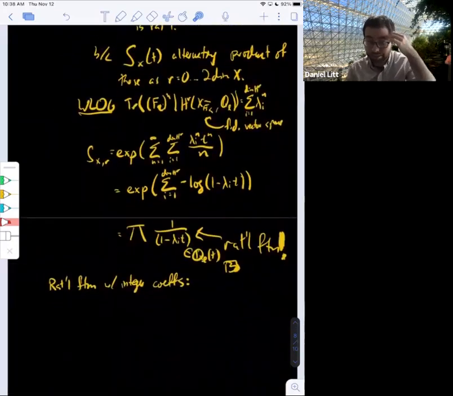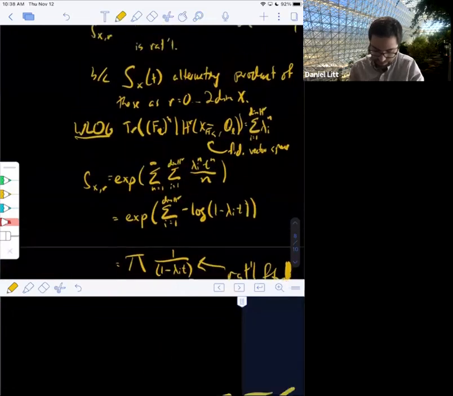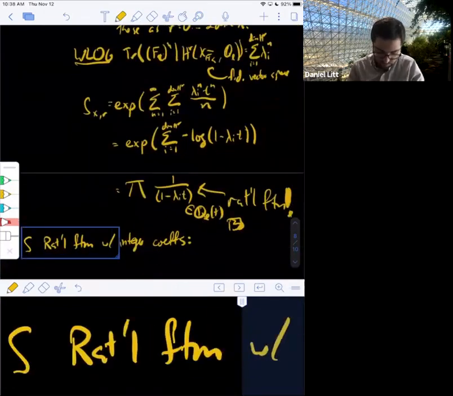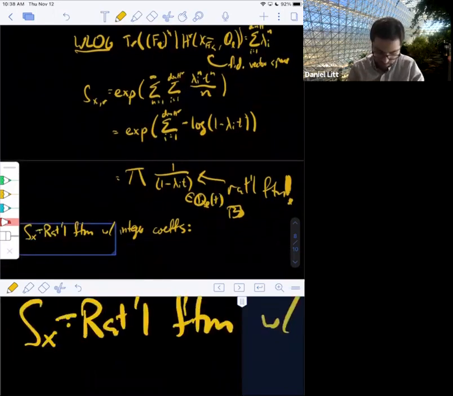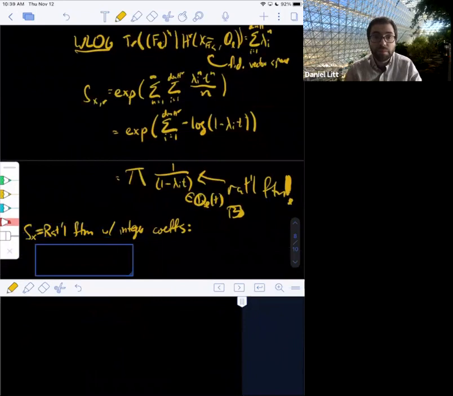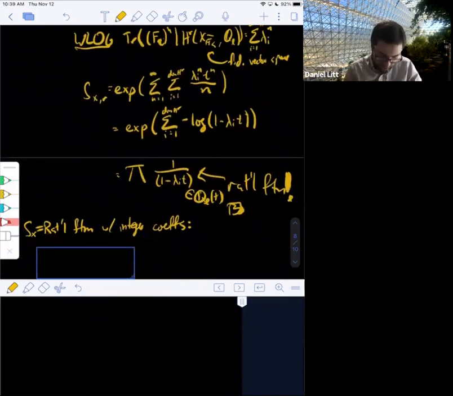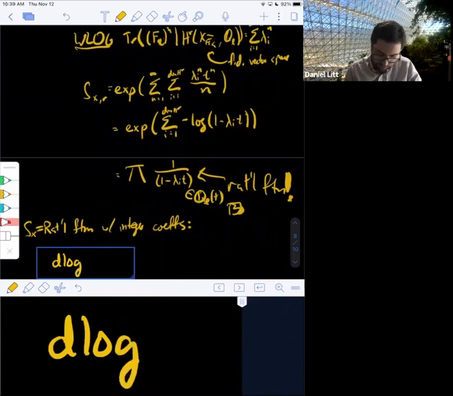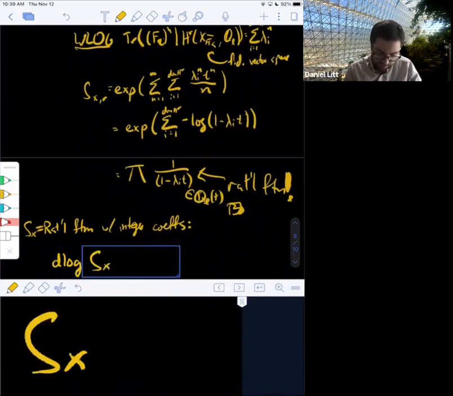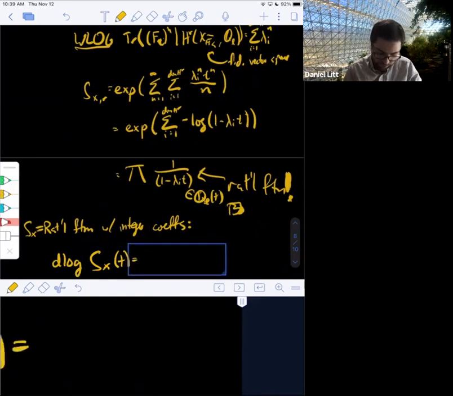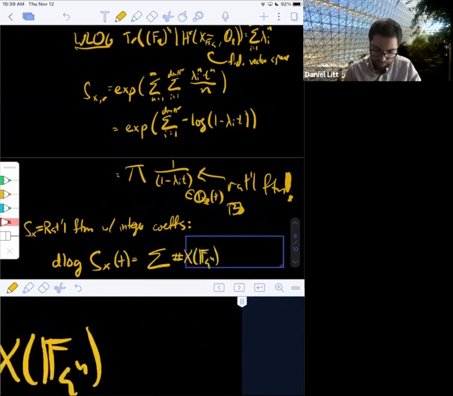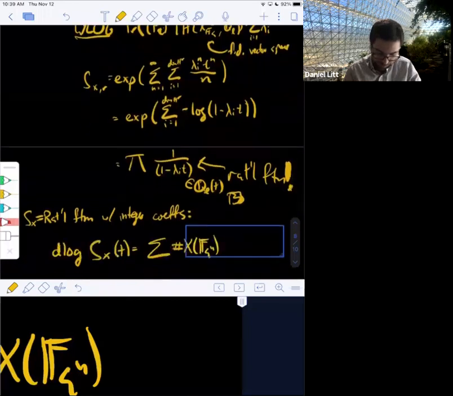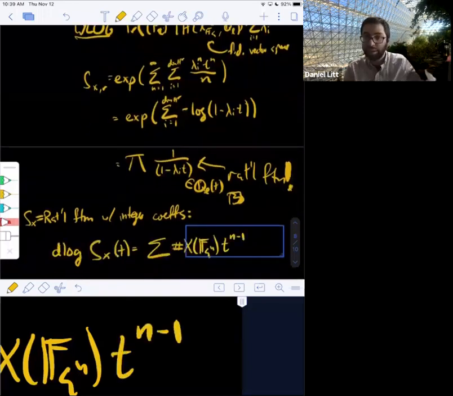So can anyone tell me why this is? Well, let's just first take d log of it. Maybe that's the simplest thing to do. So d log of zeta_X of t, if you just write out what it is, it's the sum of #X(F_q^n) t^(n-1), I think we get. So this has integer coefficients.